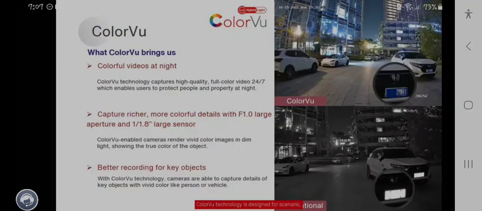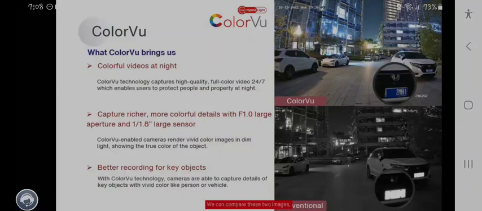ColorView technology is designed for scenarios under low light or at night, to generate clear and colorful images. Let's check out what ColorView brings us. ColorView technology captures high quality, full color video 24/7, which enables users to protect people and property at night. With the help of an f1.0 large aperture and a 1/1.8 large sensor, ColorView enabled cameras render vivid color images in dim light, showing the true color of the object. Besides, with ColorView technology, cameras are able to capture details of key objects with vivid color, like a person or vehicle.